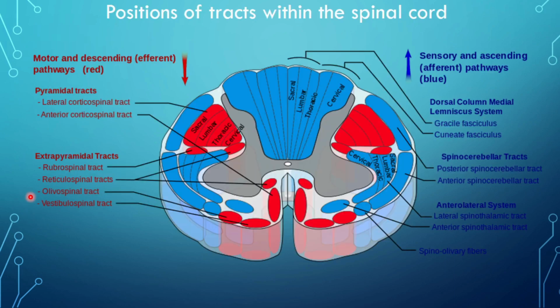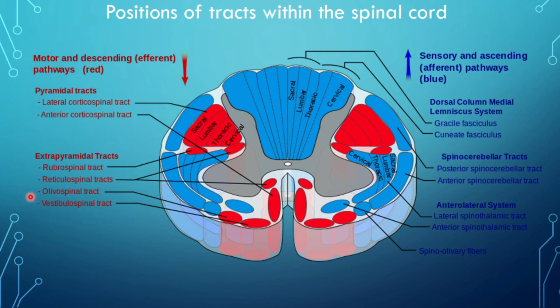So this is a cross section of the spinal cord, and the areas that represent different motor and sensory pathways are illustrated in either red for motor or descending pathways, and blue for sensory or ascending pathways. You can call them whichever you fancy. So as you can see, there are a lot of them, but I don't want you to panic about that.